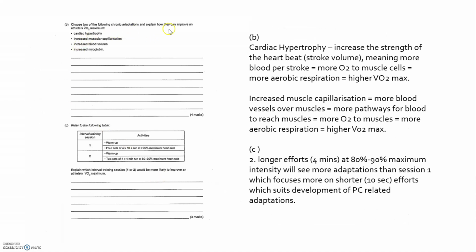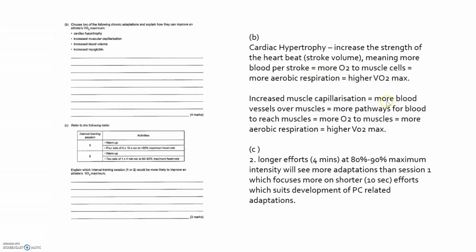Choose 2 adaptations to explain how they could improve the athlete's VO2 maximum. So I've said cardiac hypertrophy. Alright. So that looks at the increased strength of the heartbeat, stroke volume meaning more blood per stroke, more oxygen to muscles, more aerobic respiration, higher VO2 max.